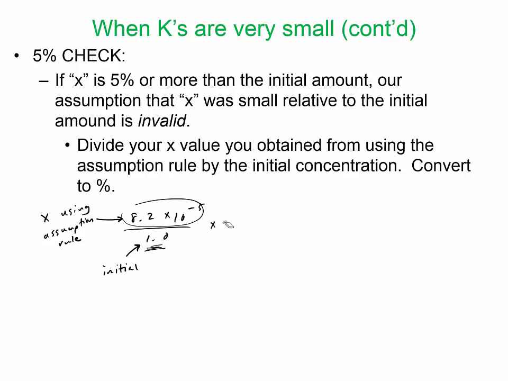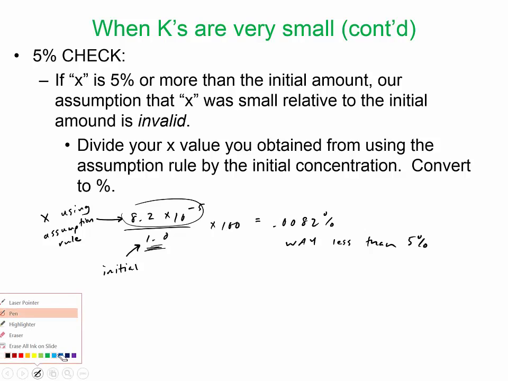So if we convert this to a percentage, then we get 0.0082, okay, which is way less than 5%. So the assumption rule is completely valid to use here.